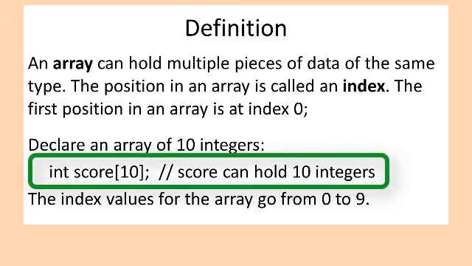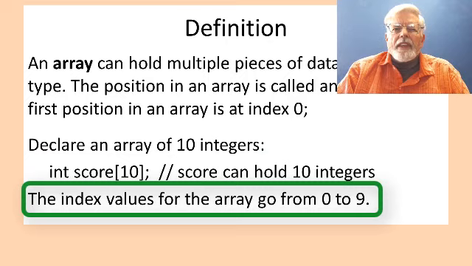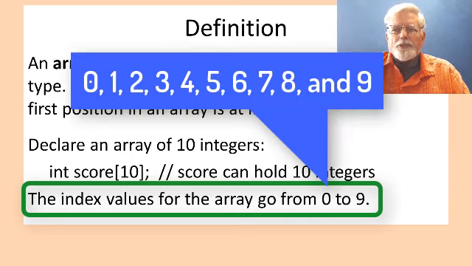Here is an example. Declare an array of 10 integers. int score[10]; With the comment, score can hold 10 integers. The index values for the array go from 0 to 9. Since the index starts at 0, index values for an array of 10 elements are 0, 1, 2, 3, 4, 5, 6, 7, 8, and 9.